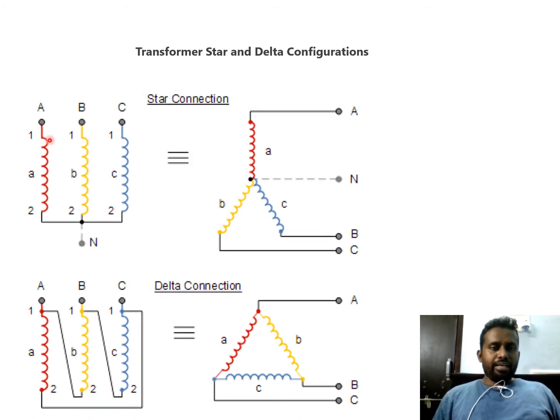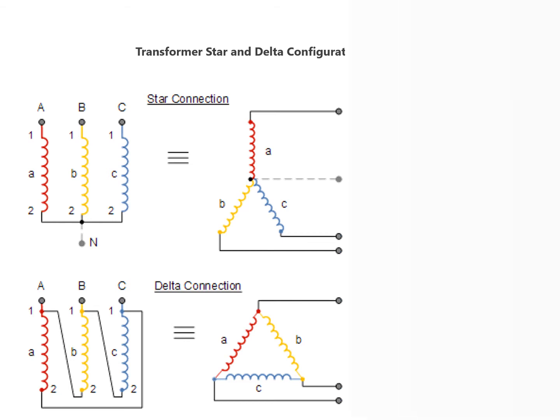If you connect all the second terminals of all the phases to one point with a neutral, it is called a star type of connection. And if you connect the first terminal to the second terminal of the second winding, and the first terminal of the second winding to the second terminal of the third winding, and the first terminal of the third winding to the second terminal of the first winding, this will form a closed path, giving rise to a delta type of connection. This is how you connect star and delta.